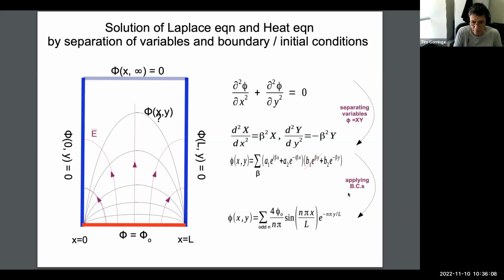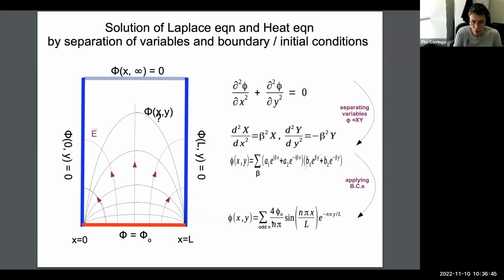The next step then is applying the boundary conditions. The boundary conditions on the bottom of the plate, the left and right of the plate, the top of the region of space. And if you apply those boundary conditions, I'm not describing any details of doing that, out of this general set of solutions with all these parameters, A1, A2, B1, B2, and beta, emerges a single solution. And I've written this down here. So this is the solution to our particular problem.